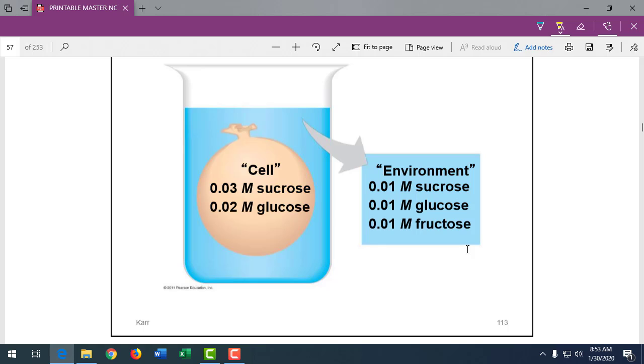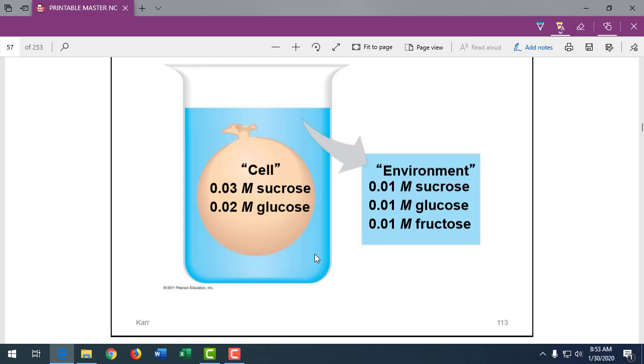What is the cell? Hypertonic, right? Hypertonic. So if I told you that the cell is permeable to glucose, which way would glucose move? Into the environment. It would move out of the cell, right? Maybe draw an arrow so you know what direction things are going to move. So glucose is going to move out of the cell.